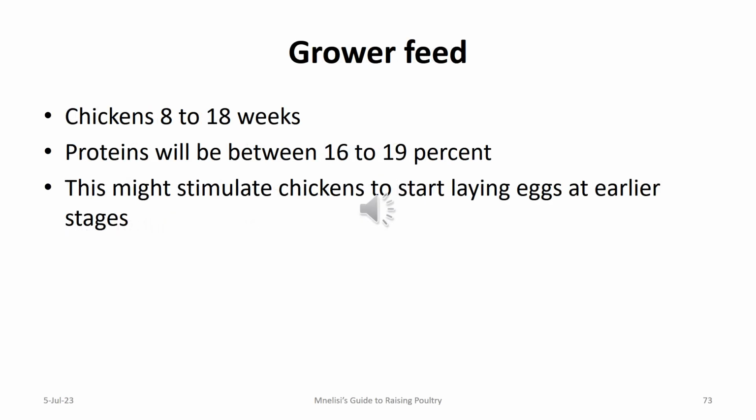Grower feed. This feed is for chickens that are 8 to 18 weeks. The proteins in this feed will be between 16 to 19%. This is a good feed. Don't be surprised if your chicken starts laying eggs at an earlier stage.